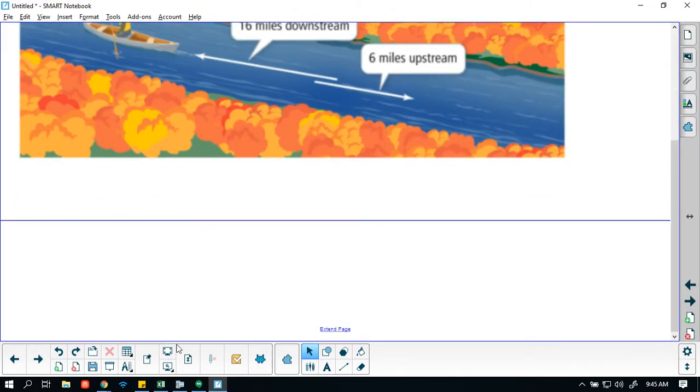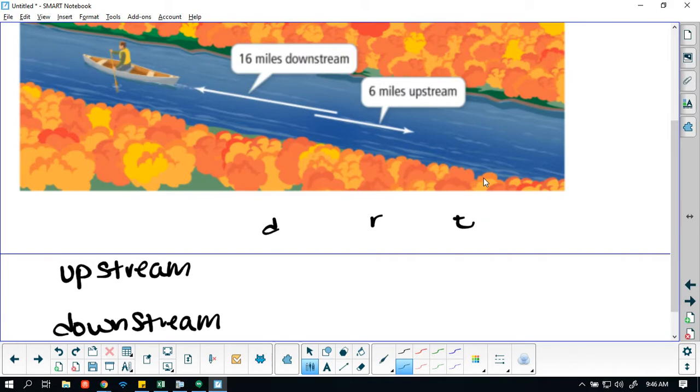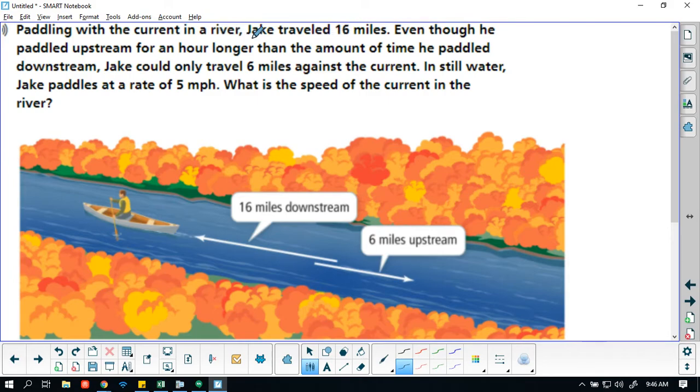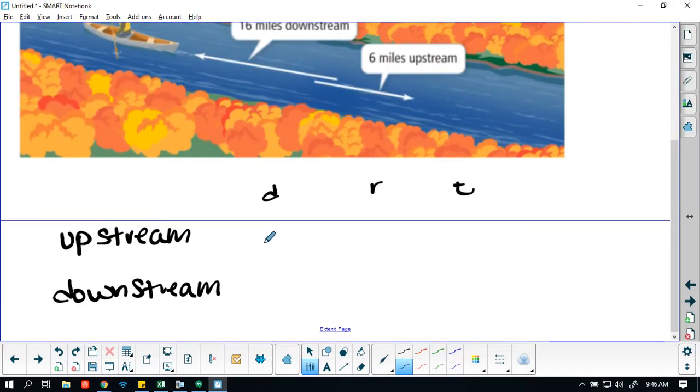So let's think about this. He has two different things. He has upstream and he has downstream. So we have distance, rate, and time. Paddling with the current in the river, Jake traveled 16 miles, even though he paddled upstream for an hour longer than the amount of time he paddled downstream. Jake could only travel 6 miles against the current. So I'm going to say that this distance upstream is 6 and downstream is 16.